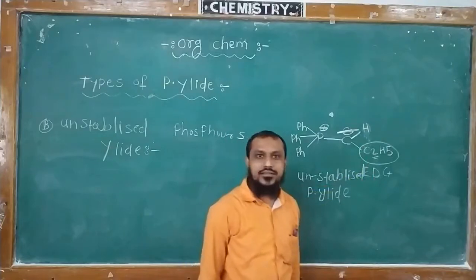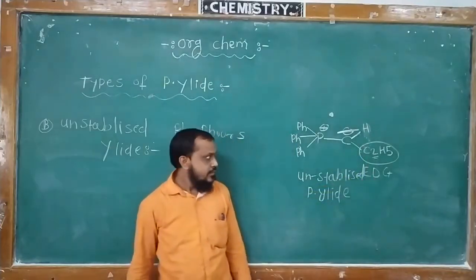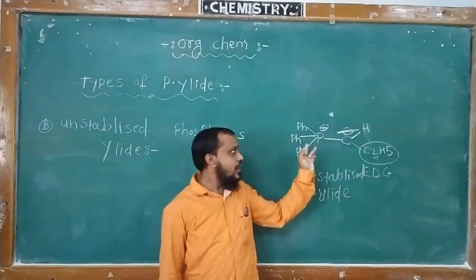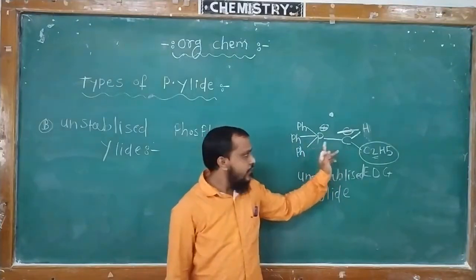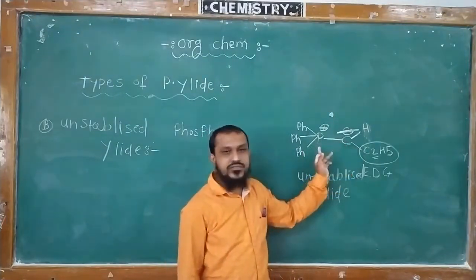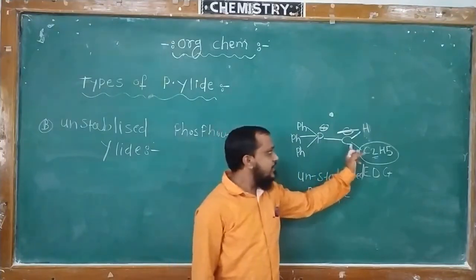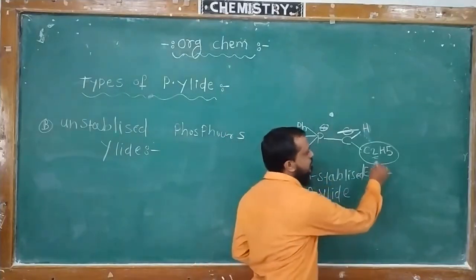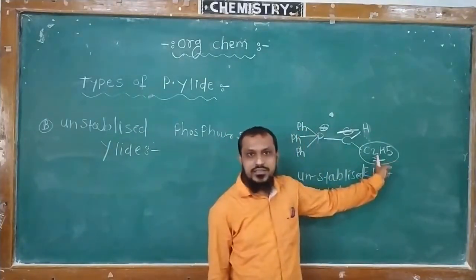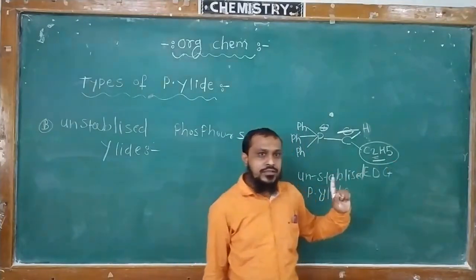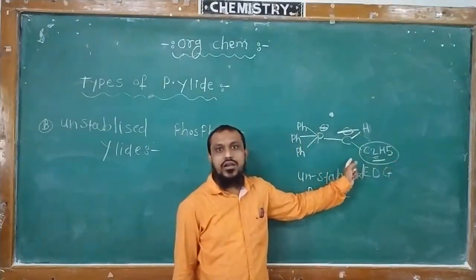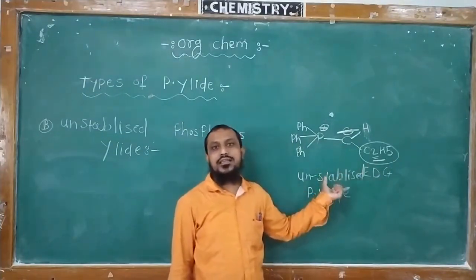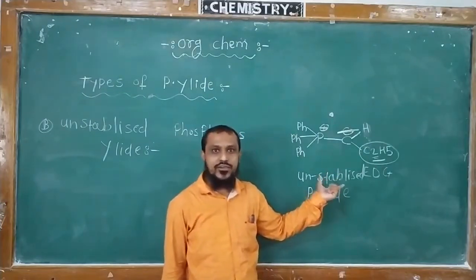So how to define it? Now listen. When the nucleophilic carbon atom in phosphorus ylide is attached with an electron donating group, here C2H5 is an electron donating group, then by resonance or inductive effect it is called an unstabilized phosphorus ylide.